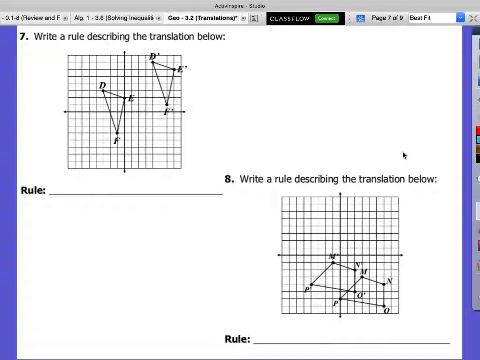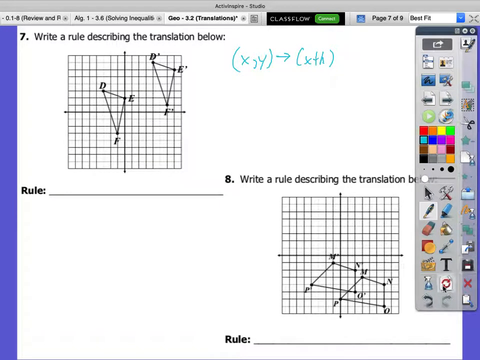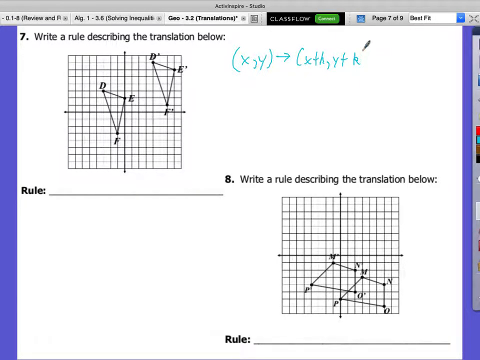So we go from x comma y yields, and we have to say x plus whatever h is. Excuse me, I should draw a second parenthesis there. Comma y plus k. You don't have to write this part down, but it's just a good reminder that this is how our rules are formatted. So we say from our originals, how do we get to our primes?